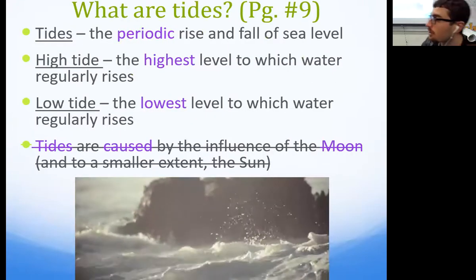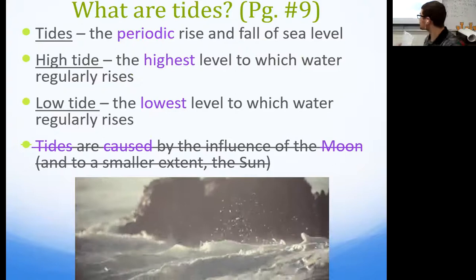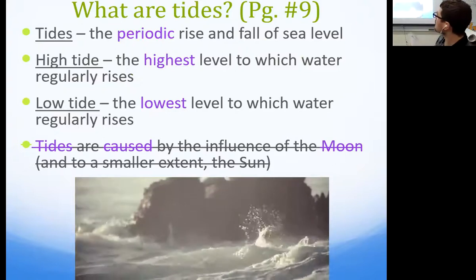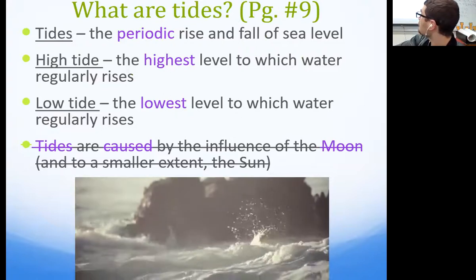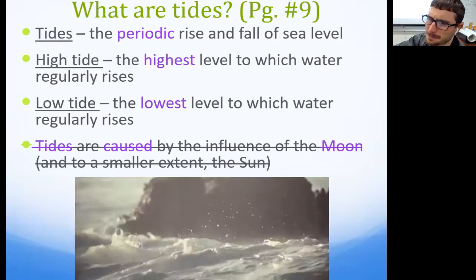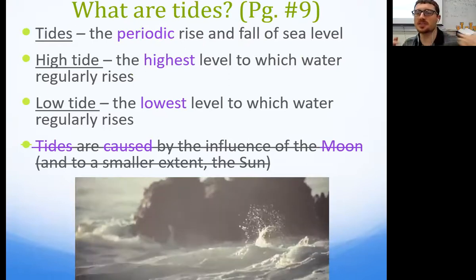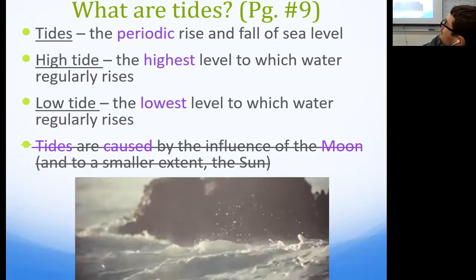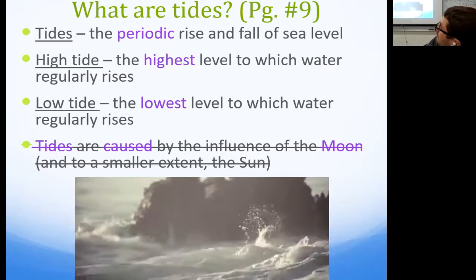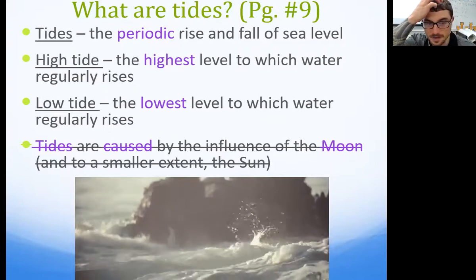So I want you to write down on this page, where it says, actually, yeah, so this is going to be on page 9, where you could actually have this on page 8 or 8B. Page 8 or 8B would be fine, probably. But yeah, tides, periodic rise and fall of sea level. We know what they are, but I just want you to have a written down definition for it. And again, high tide, simply put, the highest level to which water regularly rises. Low tide, the lowest level to which water regularly rises. Common sense stuff, right?